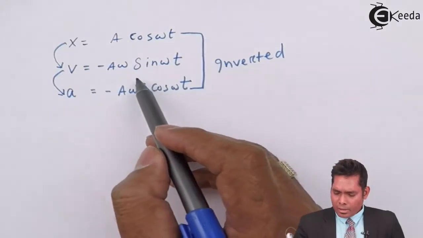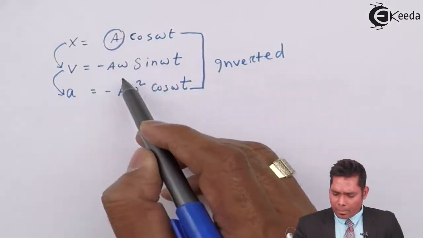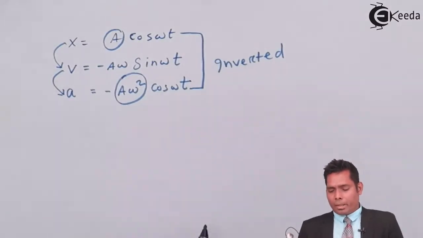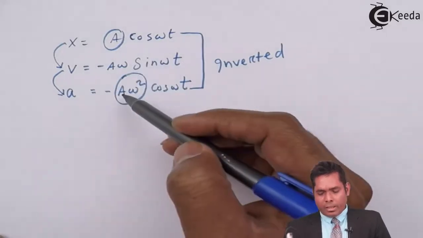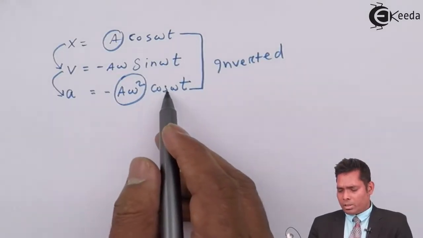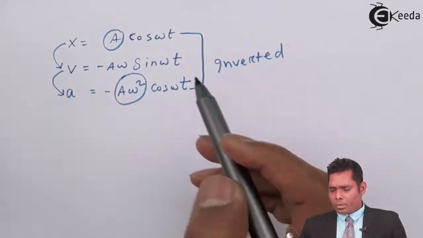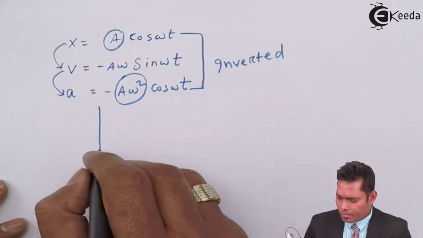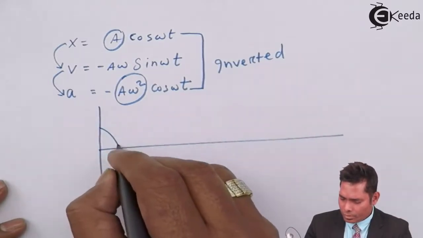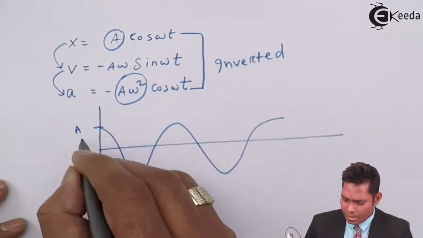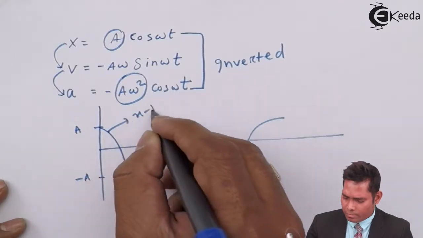Another difference is that the amplitude here is a and here the amplitude is a omega square. The nature of the curve will remain inverted, but there will be variations in amplitude. But we are not interested in the amplitudes because we want the variations. Basically, if I plot the graph myself, it will look like this. This is for plus a, minus a. This is the x-t curve.